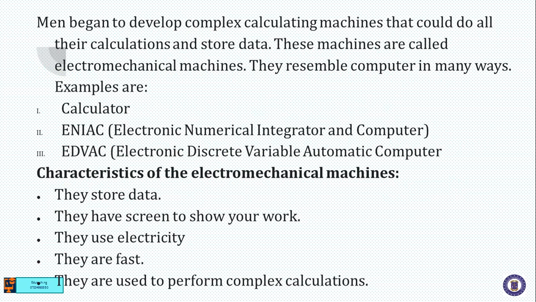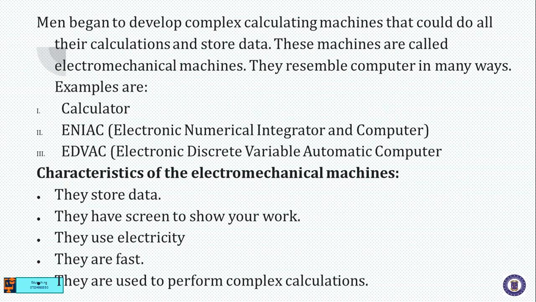And like I told you, the next one is that they use electricity to work. Yes. Don't tell me that a calculator does not use electricity. It uses a battery inside, and that battery is a device used to store electricity. So when you store electricity inside the battery, then you insert the battery into the calculator, and the battery will be supplying the calculator with electricity.